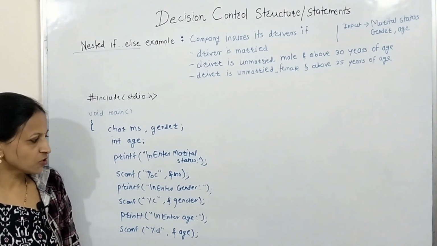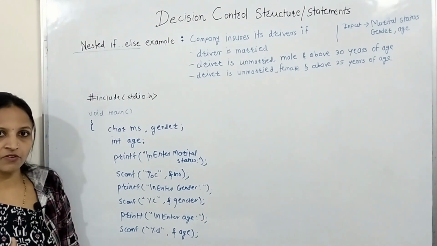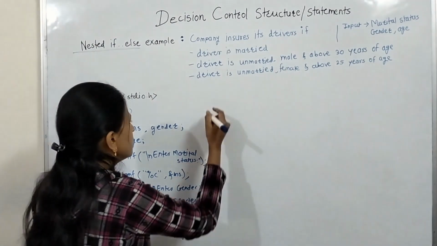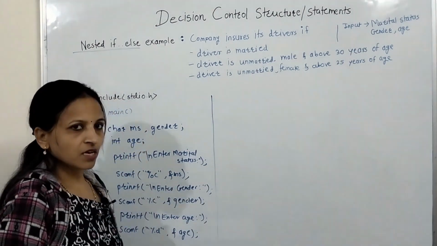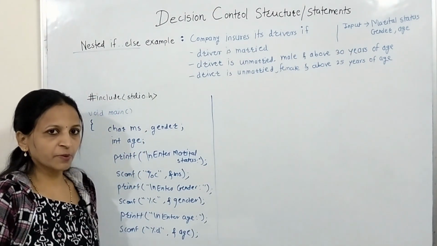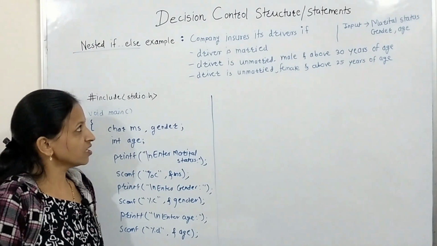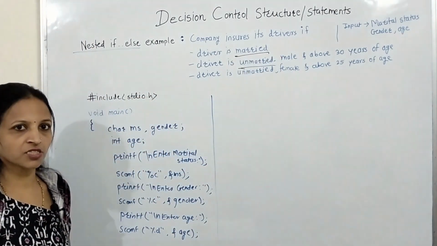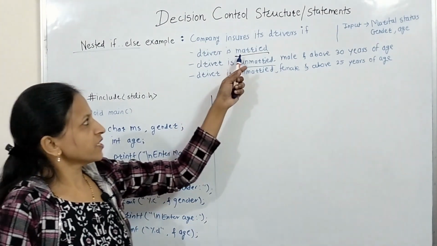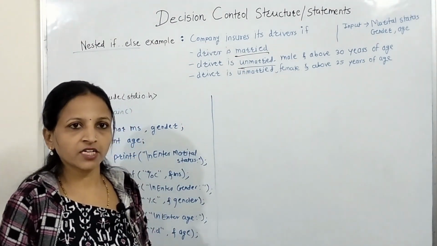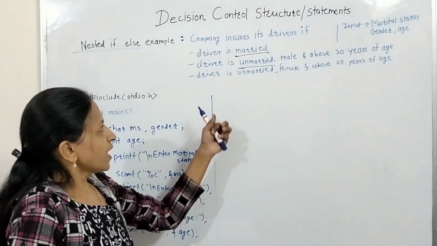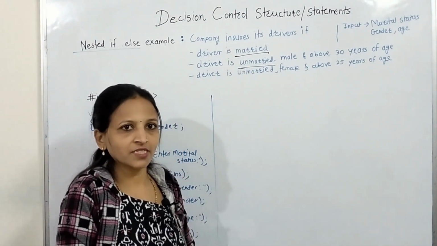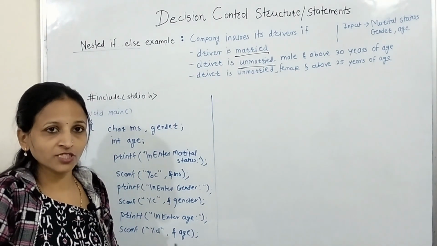Now, on the basis of whatever is entered by the user, we will check whether the driver is insured or not. The next instruction is that we have to check first whether the driver is married or unmarried. This is the first condition. If the driver is married, then we can directly write that the driver will get insurance. And if the driver is not married, it means unmarried, he or she, anything.